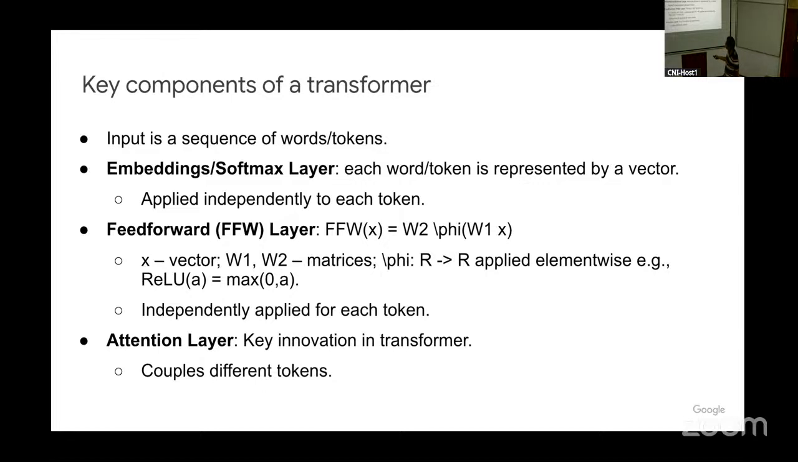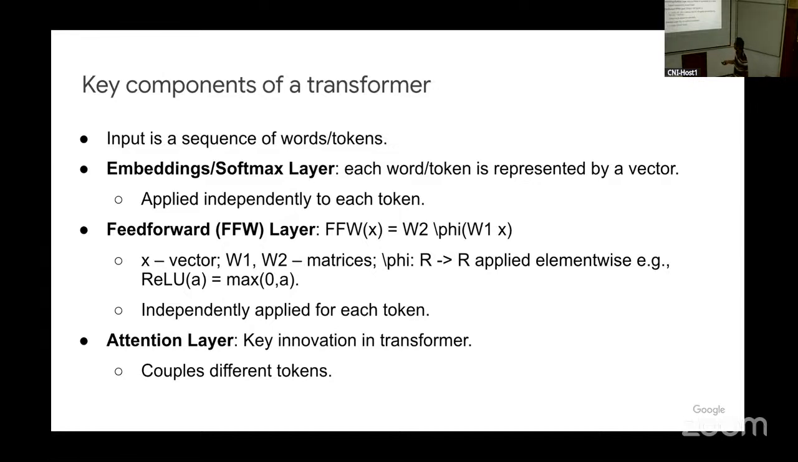And then the most important innovation in the transformer is the attention layer. The main thing that distinguishes the attention layer from the remaining two is that both of those are applied independently to each token or token ID. We have a vector and convert it into another vector; similarly, we have an ID and use it to represent another vector. Whereas the attention layer couples all the different tokens appearing in the given sequence.